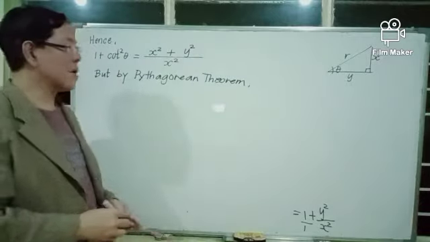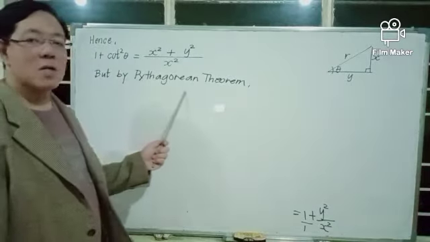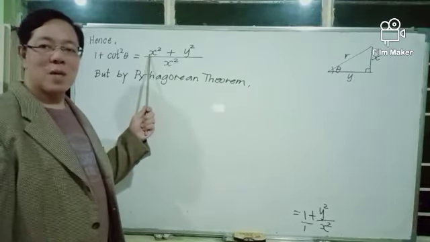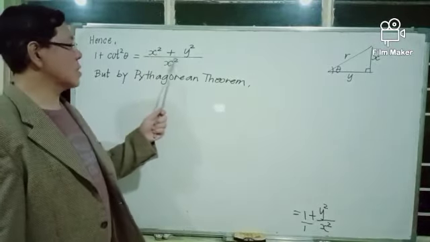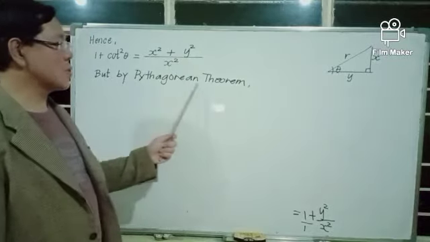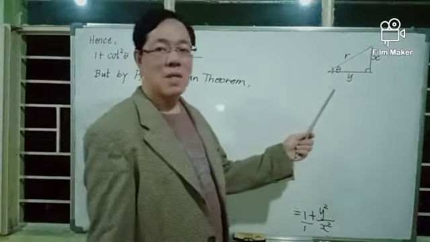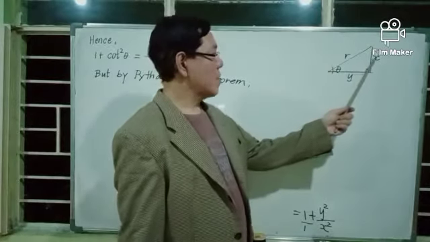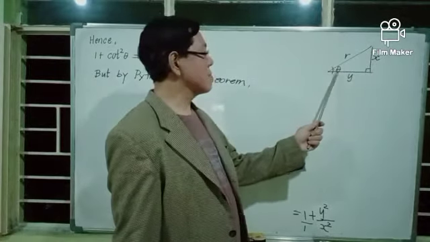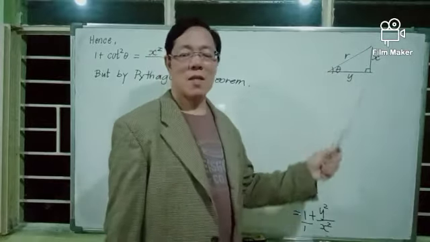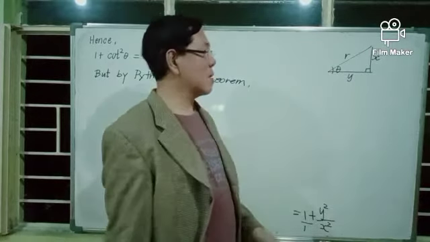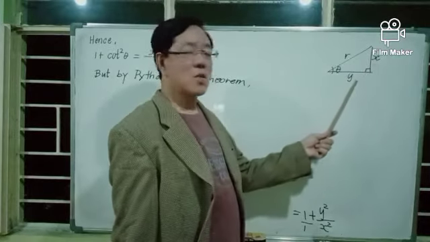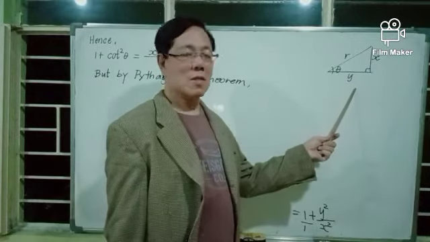Now, to simplify, we apply the Pythagorean Theorem to the numerator. We will find an equivalent value to the sum of x squared and y squared by the Pythagorean Theorem. From this right triangle, you can see that r is the hypotenuse, x is the opposite side, and y is the adjacent side. And the Pythagorean Theorem says that the square of the hypotenuse is equal to the sum of the squares of the two other sides.